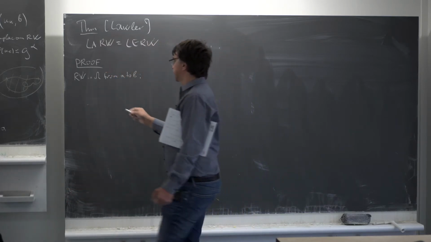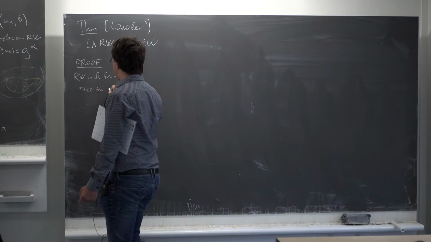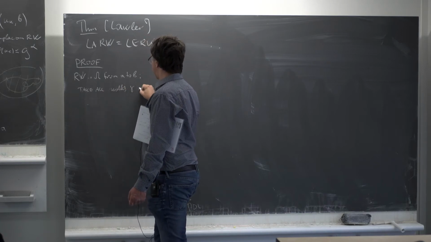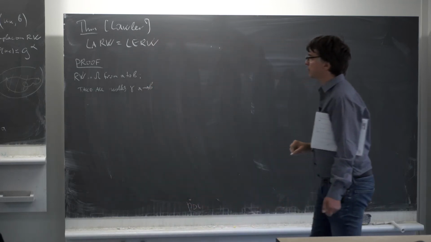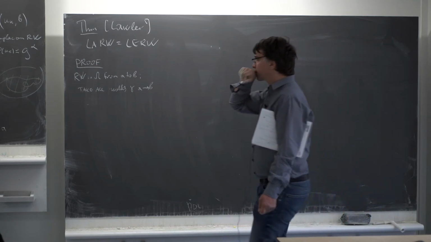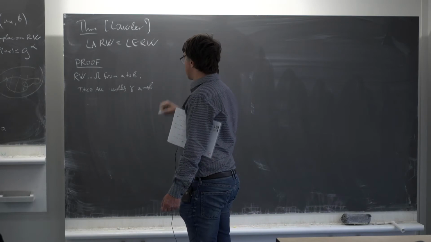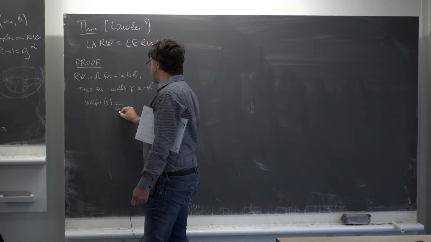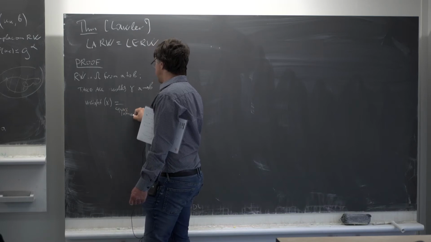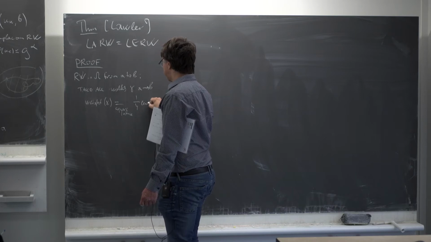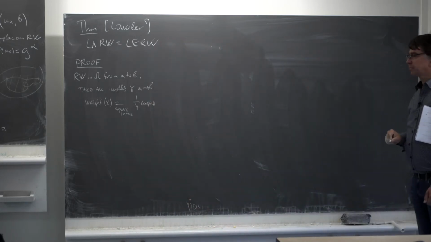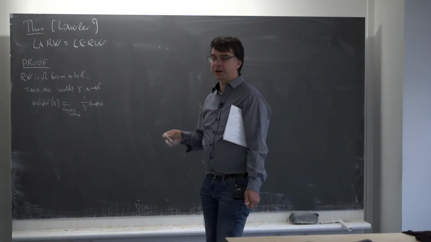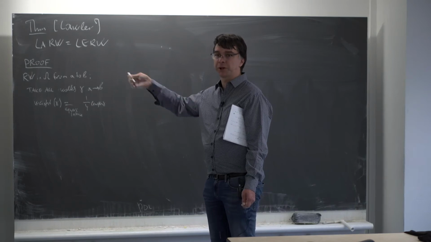You take all walks gamma from A to B. Now the weight of a walk gamma is, for example, on a square lattice, 1 over 4 to the power length gamma. On triangular lattice, 1 over 6 to the power length gamma. On hexagonal lattice, 1 over 3 to the power length gamma. If I have an arbitrary graph, each step I should put 1 over 4 or 1 over 3 or 1 over 5, depending on the number of neighbors.